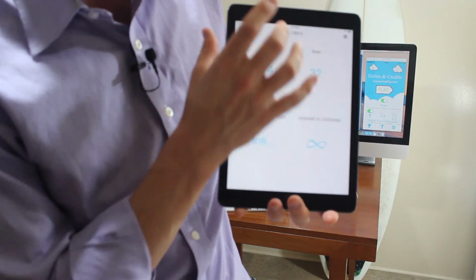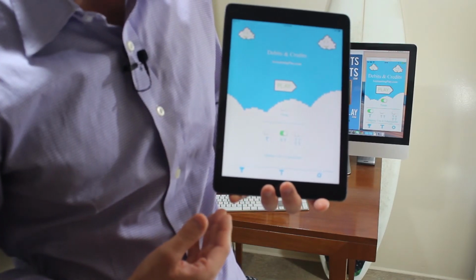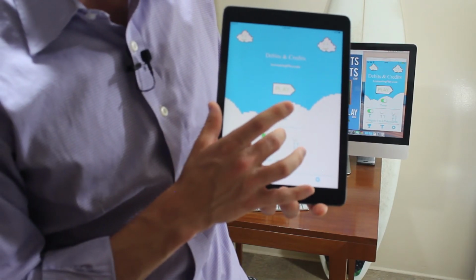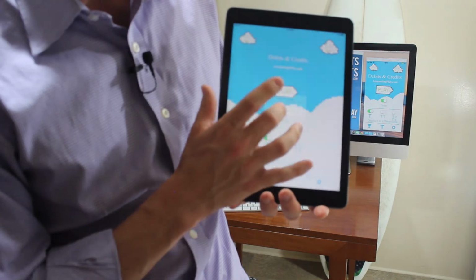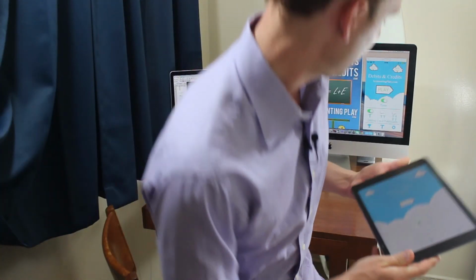So what I've done here on the debits and credits game for iOS is I chose just one T account. Excuse me, two. So by having two, I was able to just focus in on the two accounts.